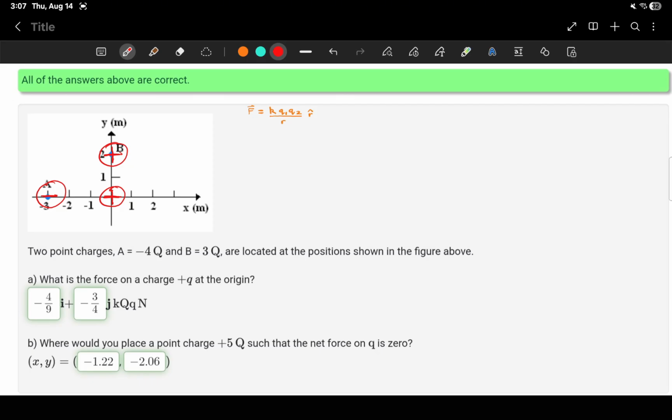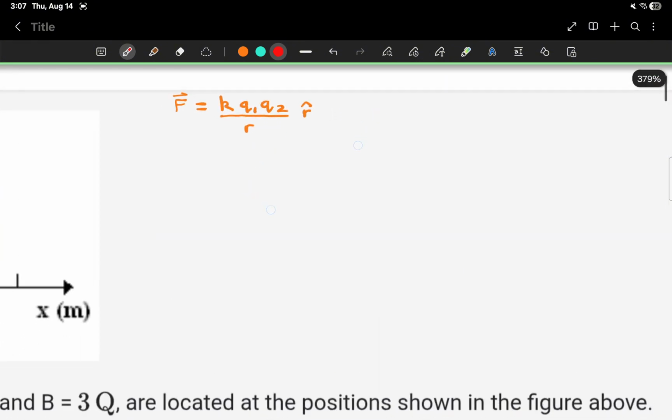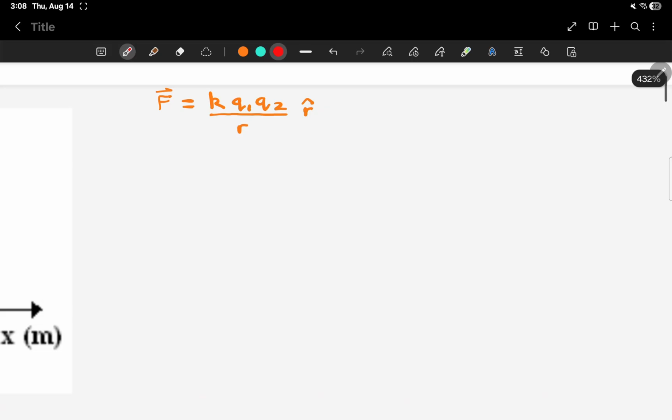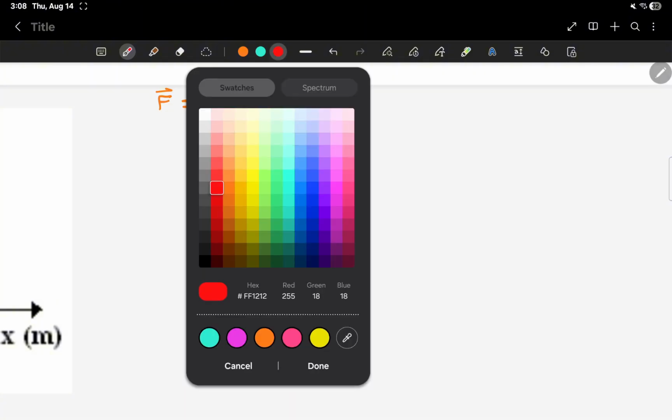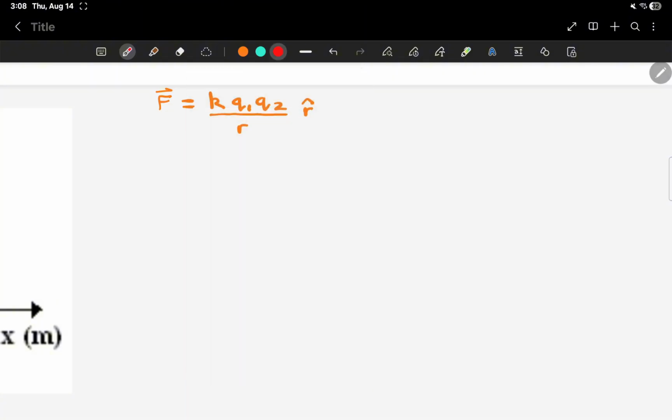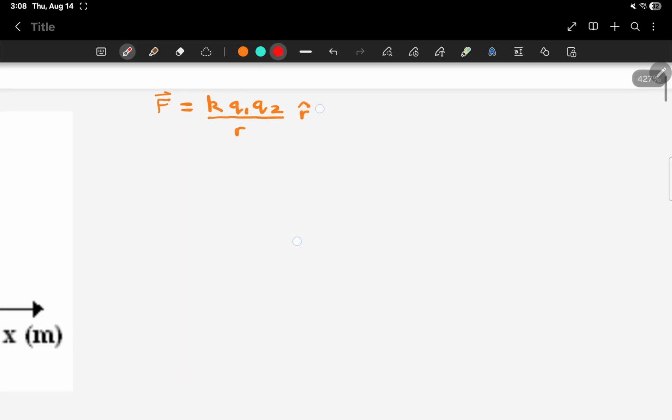So I'll start this question off by saying that this is one of the main formulas we need in this question. This formula is known as Coulomb's law. Coulomb's law just describes the force between any pair of charges. In order to have a force on a charge, the charge has to have a second charge somewhere around it. That's the idea behind Coulomb's law.